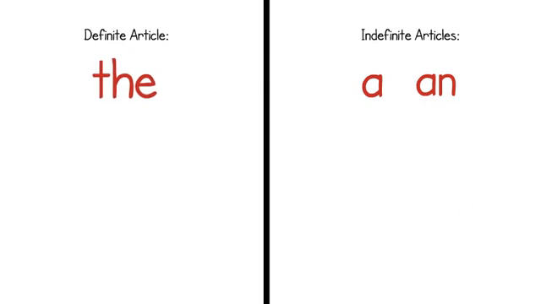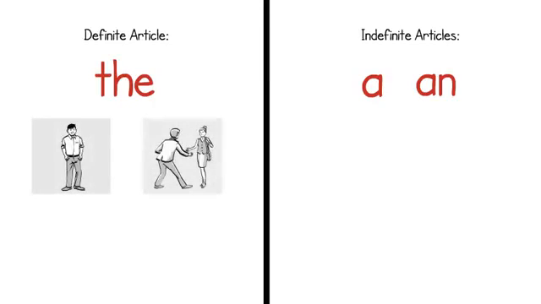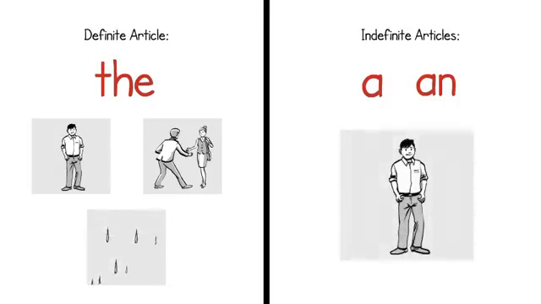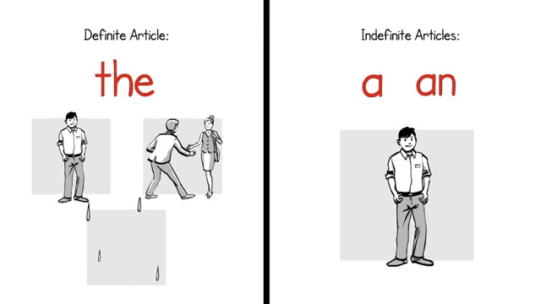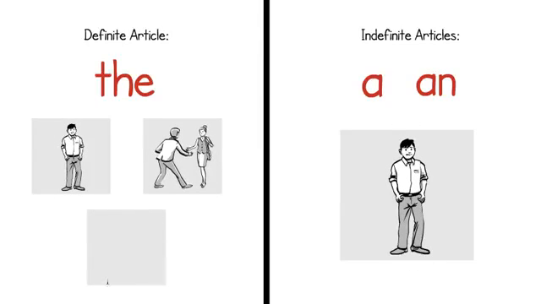The definite article, the, can be used with either singular, plural, or uncountable nouns, while the indefinite articles, a and an, can be used only with singular countable nouns. If you aren't sure what we mean by countable and uncountable nouns, take a look at our video on that topic first.